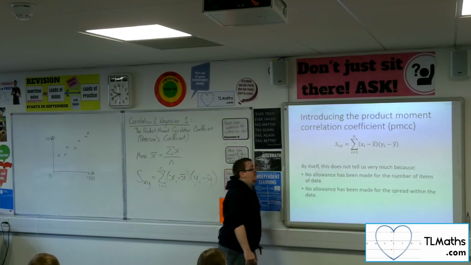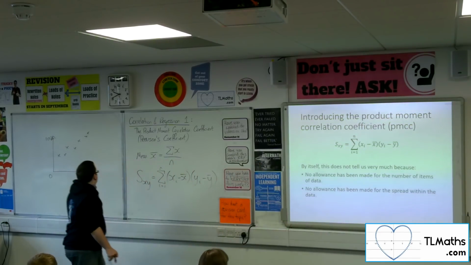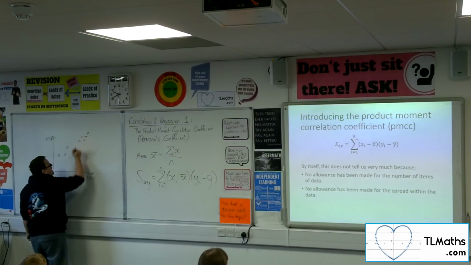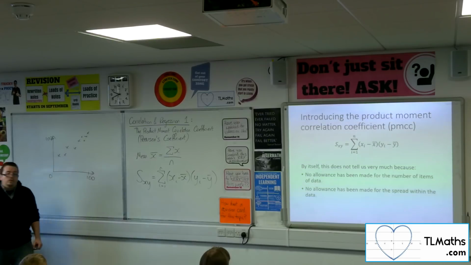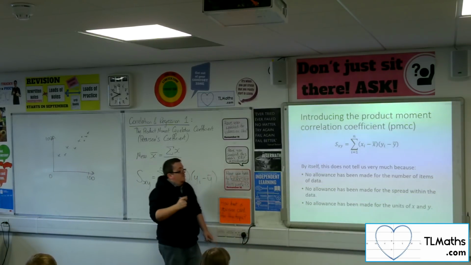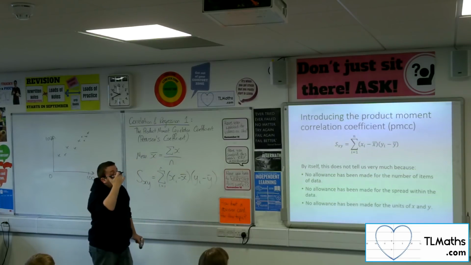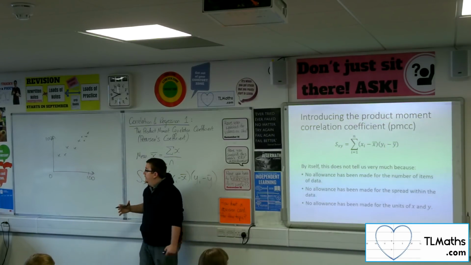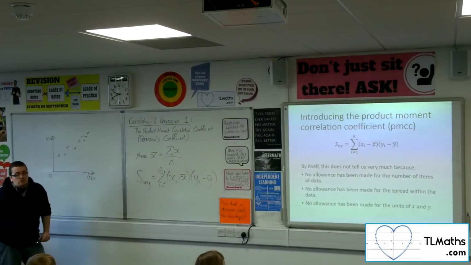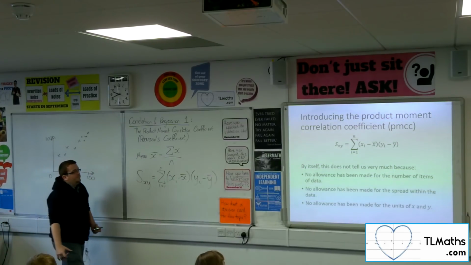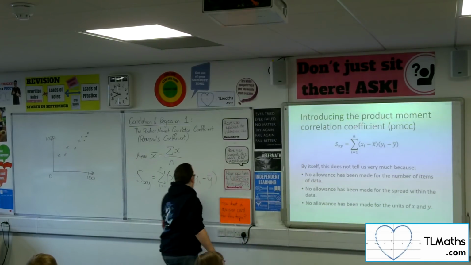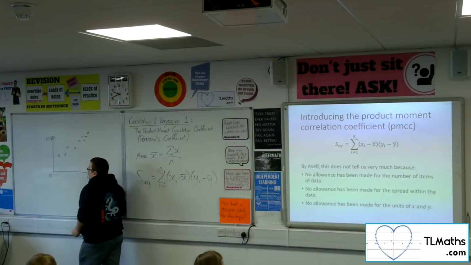No allowance has been made for the spread within the data, so slight differences of being here or here might cause a difference. And probably the biggie of the bunch, no allowance has been made for the units of x and y. So just changing the units shouldn't change the correlation. So this isn't quite right. So we need to do some scaling.